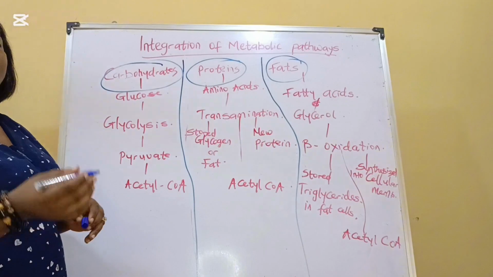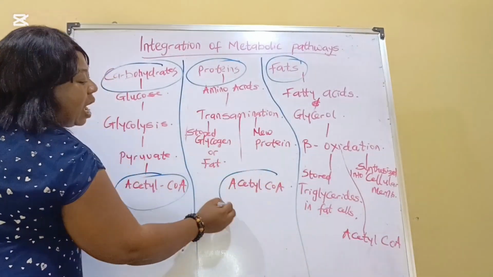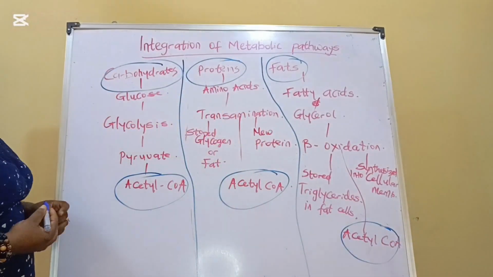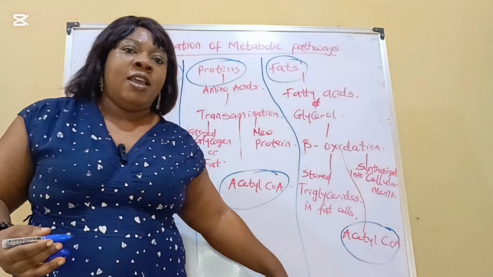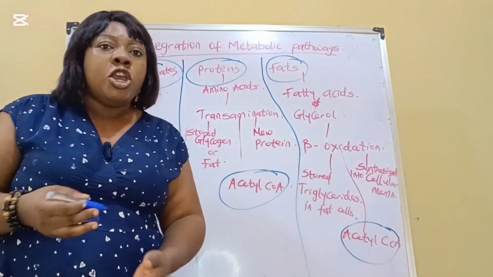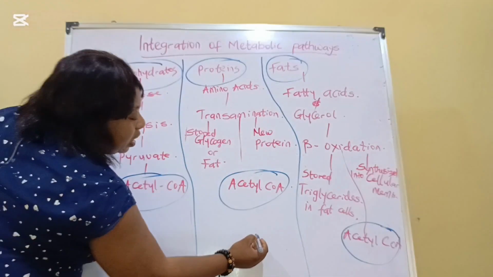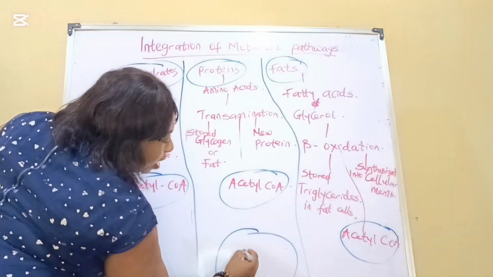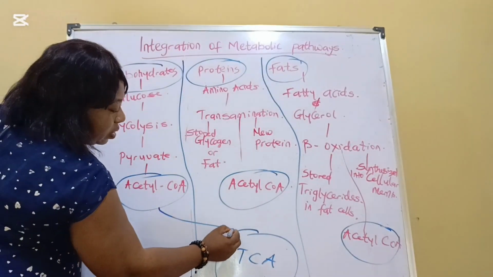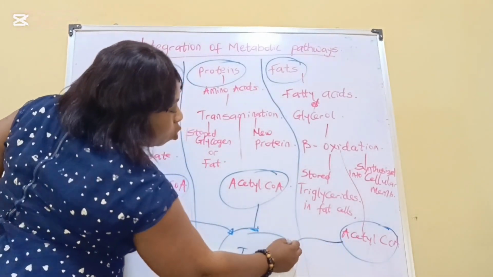the product that we could get there is acetyl CoA. We got acetyl CoA here, another acetyl CoA here, and they can now enter into the Krebs cycle. So this will now enter into the TCA cycle. Let's take for example that this is our TCA cycle that we have here. This one enters into this place, this enters here, and this one here.